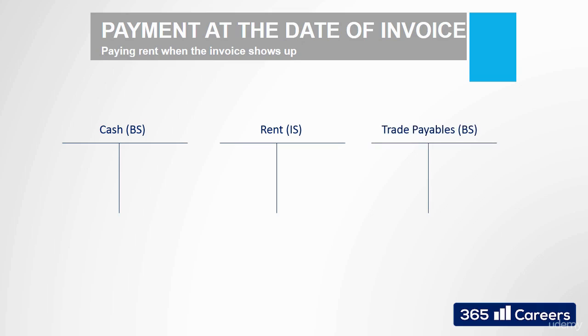Now let's consider the first scenario when the payment and the expense recognition occur at the same time. We will pay $1,000 for rent. Our cash will decrease by $1,000. And because it is an asset, we'll have to credit it for $1,000. And then we'll debit rent for $1,000, because it is an expense and it increases.